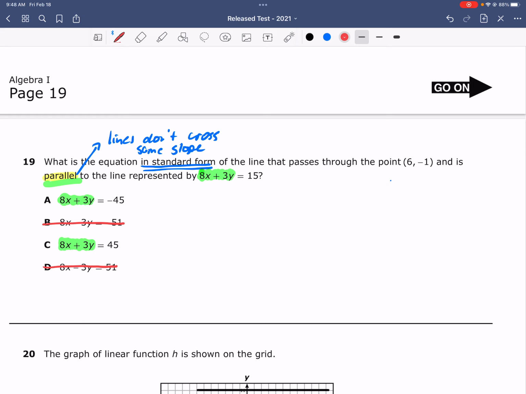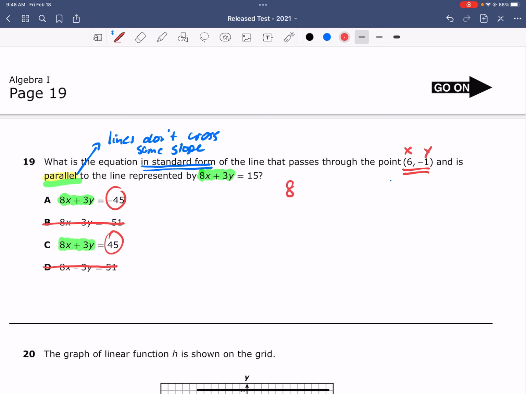The last thing that we need in order to narrow it down between A and C is to remember that we have a point that this line should pass through. And so what we can do in order to determine which of these is the correct answer is we can notice that the right-hand sides are different. So what we will do is we will take 6 for x and -1 for y and substitute that into the left-hand side and figure out what the right-hand side should be.